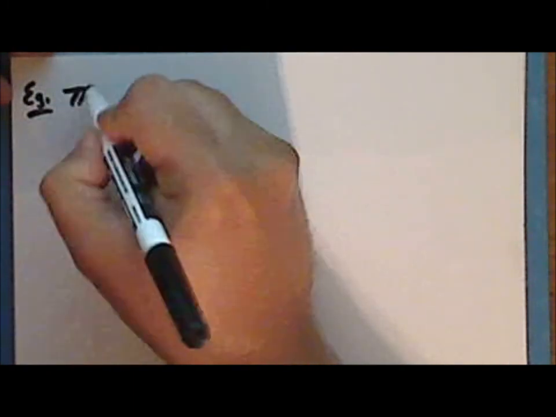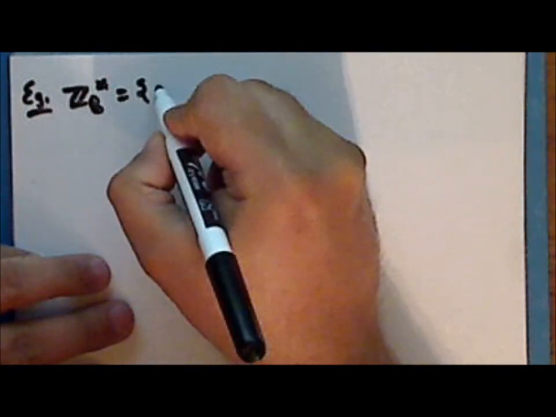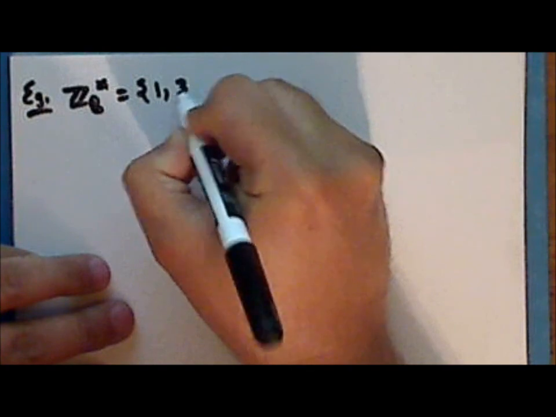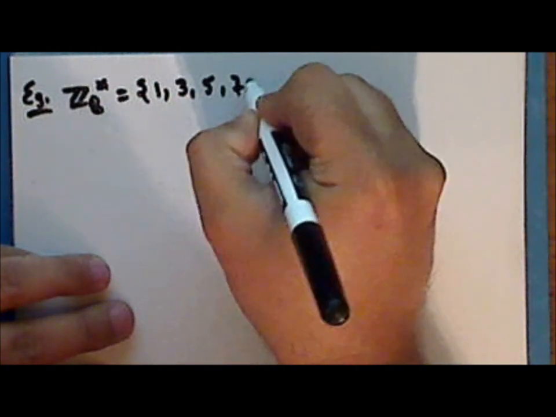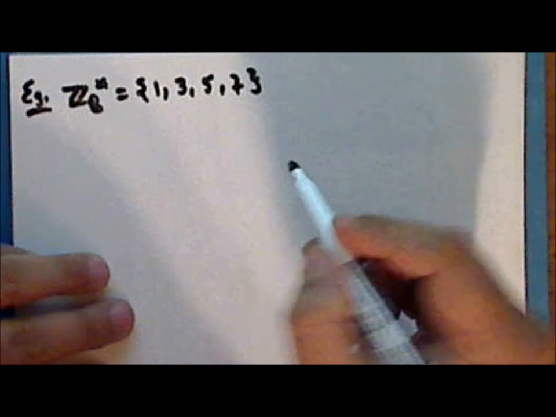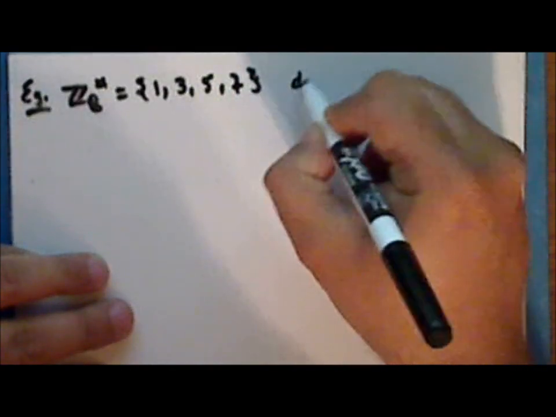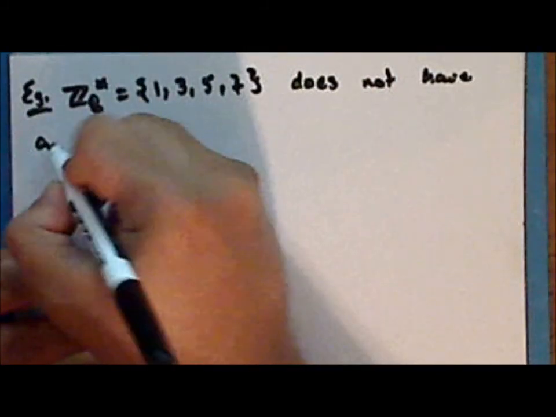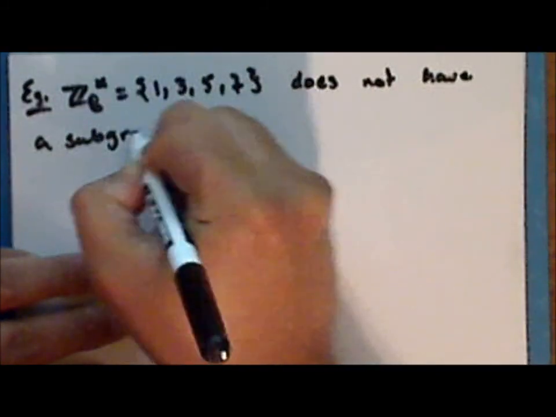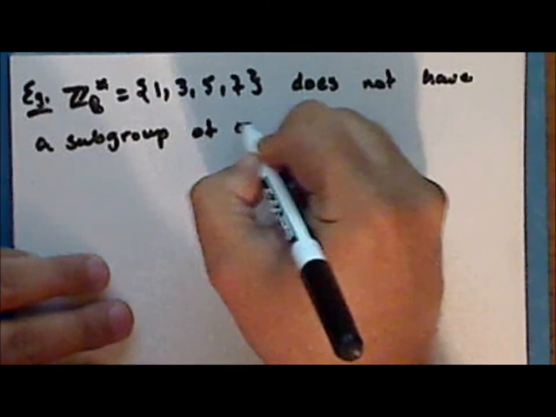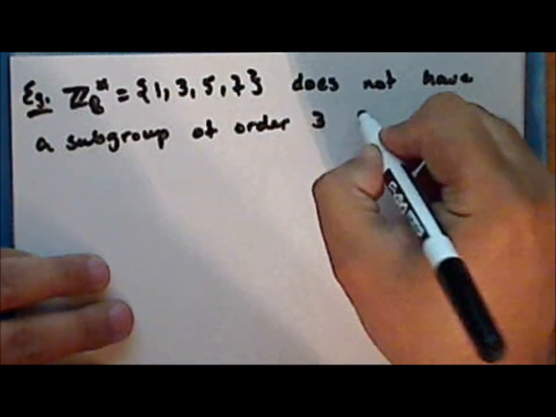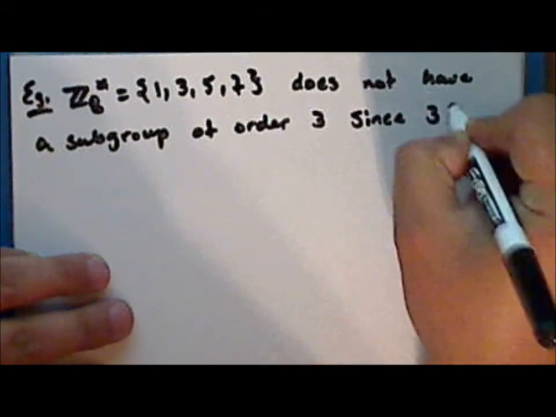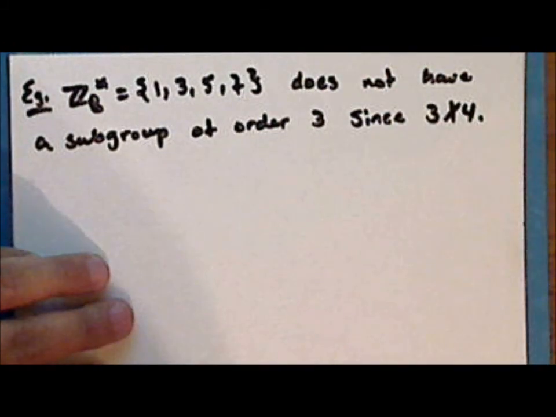So as a second example, the deleted set of integers modulo 8 is the group which contains the elements 1, 3, 5, and 7. And this is a group under multiplication modulo 8. And this group does not have a subgroup of order 3, since 3 does not divide 4, which is the order of the group.